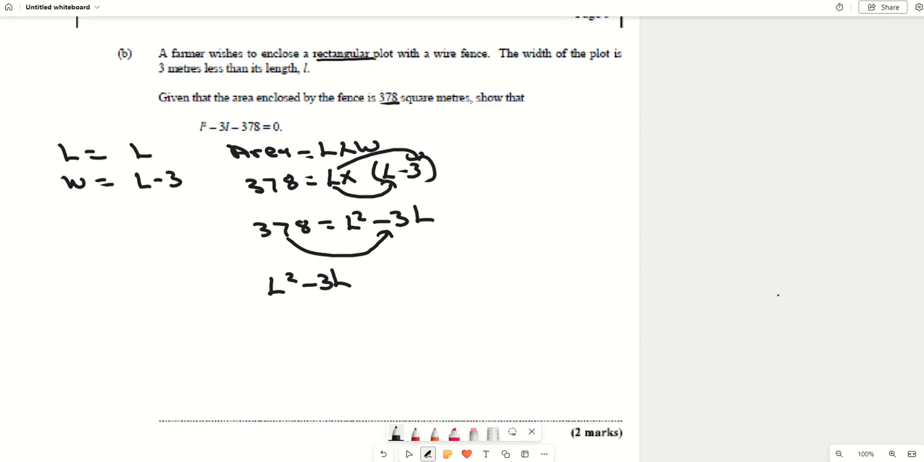If you carry across plus 378, it'll turn to minus 378 is equal to 0. And that is how you would show it. Very simple and straightforward, right? And this is 2 marks.